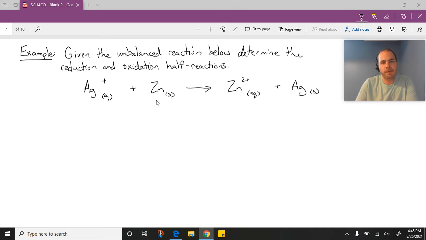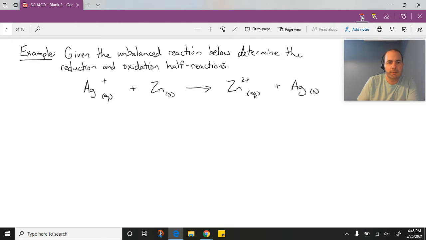And remember, reduction is the gain of electrons, right? So reduction is gain and oxidation is a loss of electrons. So we need to identify how the electrons are moving. That's going to be the key here. So to help us do this, we take a little look at our reaction that we've got involved.